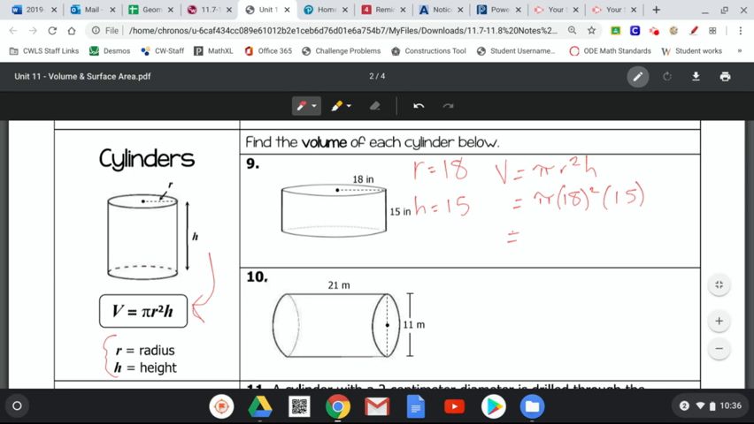So when you do that, you plug everything in your calculator, you should get, I'm going to leave it in exact terms and also a decimal approximation. It should be 4,860 pi, which is approximately 15,268.14.